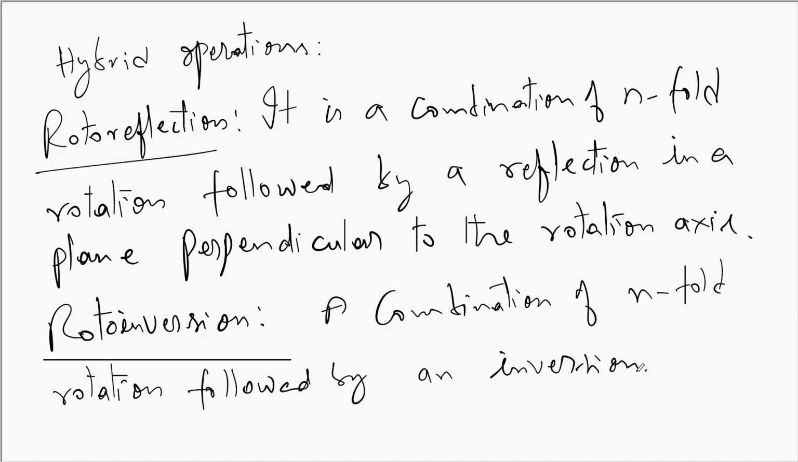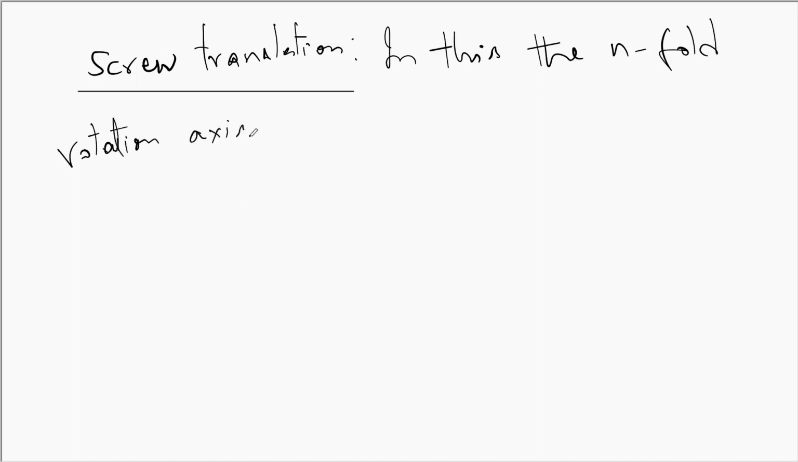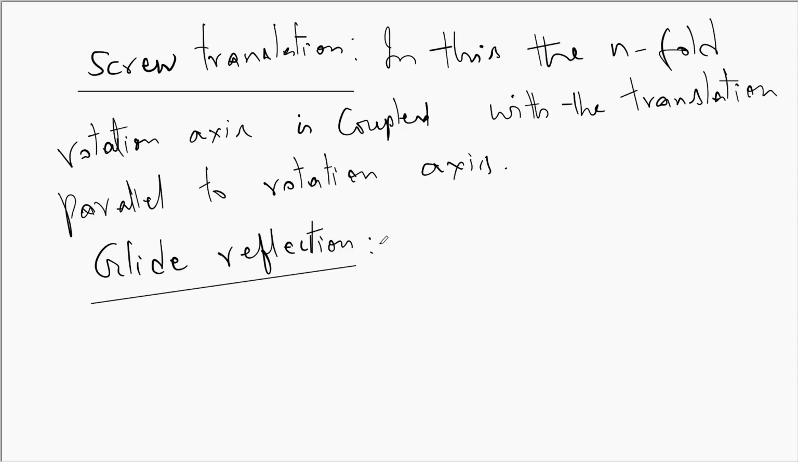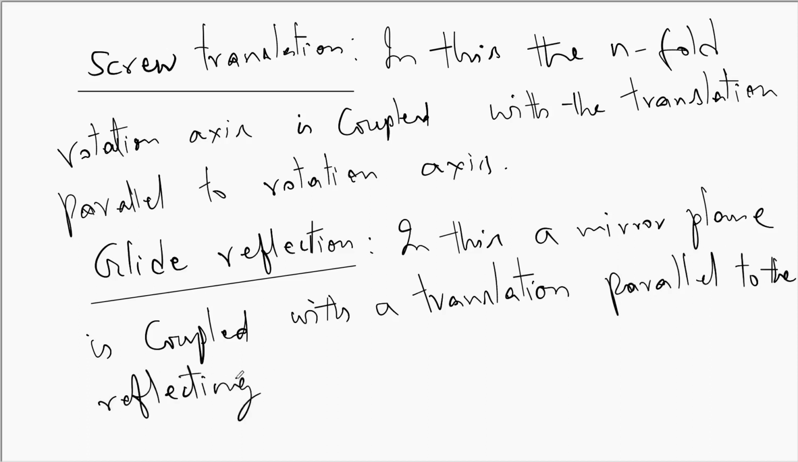The third hybrid operation we discuss is screw translation. In this, the n-fold rotation axis is coupled with a translation parallel to the rotation axis. Next we discuss the glide reflection. In this, a mirror plane is coupled with a translation parallel to the reflecting plane.